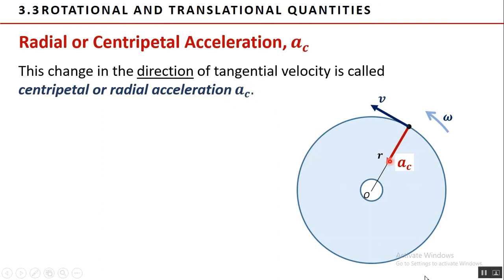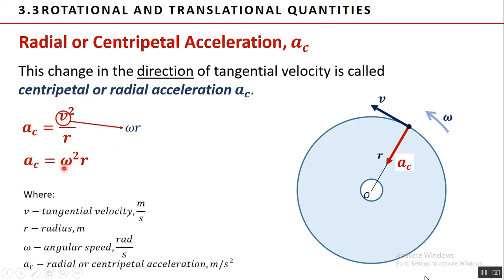Centripetal acceleration is always directed towards the center of rotation, and it is always in place even if the body rotates at constant speed. From Unit 1, centripetal acceleration is expressed as v squared over r. But tangential speed v is also the product of angular speed omega and the radius r. Therefore, centripetal acceleration is also given as the square of angular speed, multiplied by the radius r.